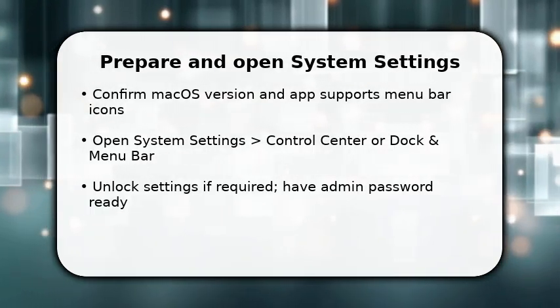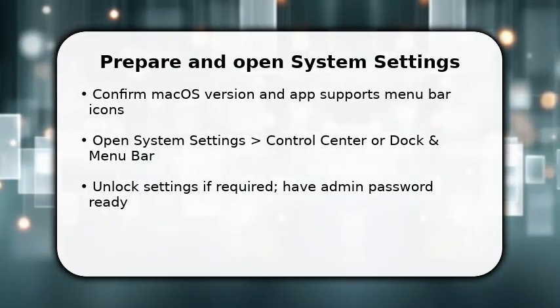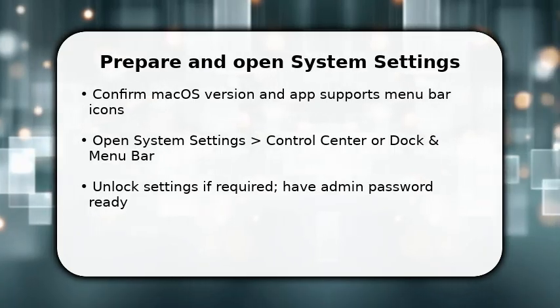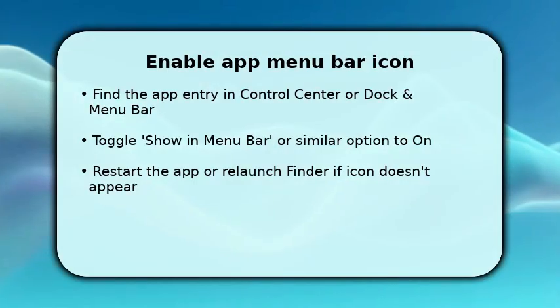Once done, locate the section that lists apps or system modules. This is where you control whether an icon appears in the menu bar. Make sure the app is installed and running before continuing. Next, find the specific app entry under the appropriate settings panel.